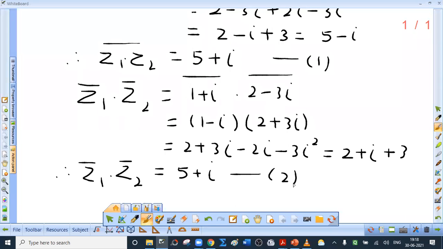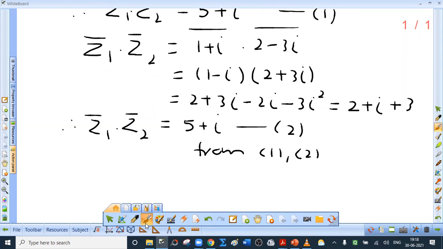This is number 2. So from 1 and 2, see, presentation is important. From 1 and 2, I can say Z1 Z2 bar is Z1 bar into Z2 bar. That is conjugate of product. How will you explain this in words? Conjugate of product is what? Product of conjugates. Right?